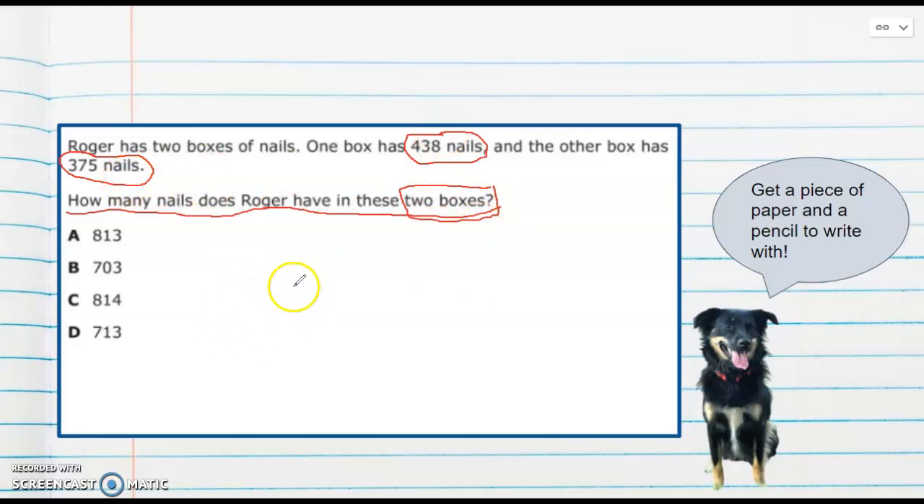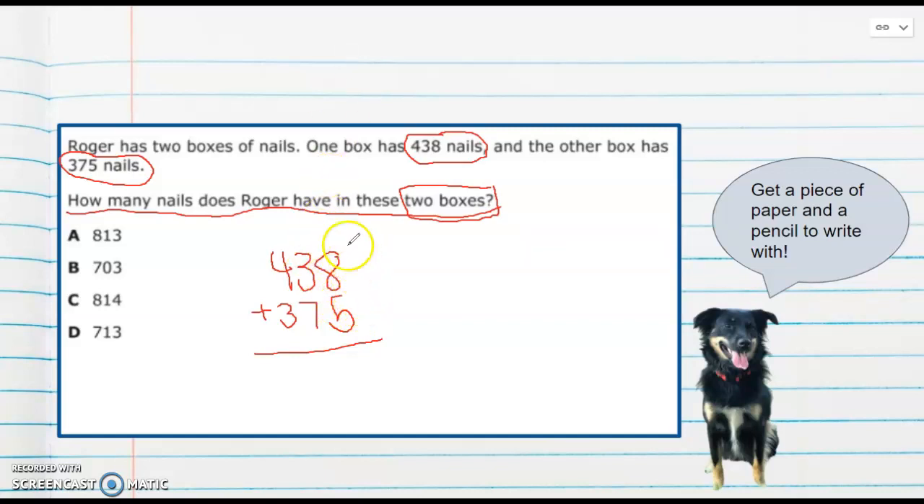So on your paper, you should be writing what I write. So now we know we need to add, so we're going to go ahead and stack these numbers. So we have 438 plus 375. If you need to pause the video to stack those numbers on your paper, go ahead and do that now. Remember guys, you can pause at any time if you're a little bit behind and you need to write something, okay? So now we're going to add these numbers.